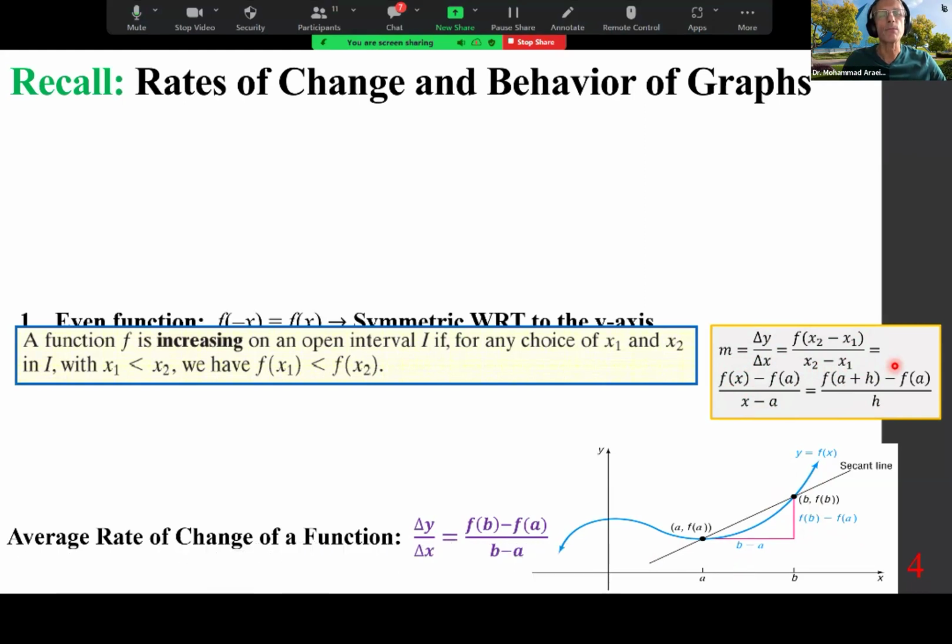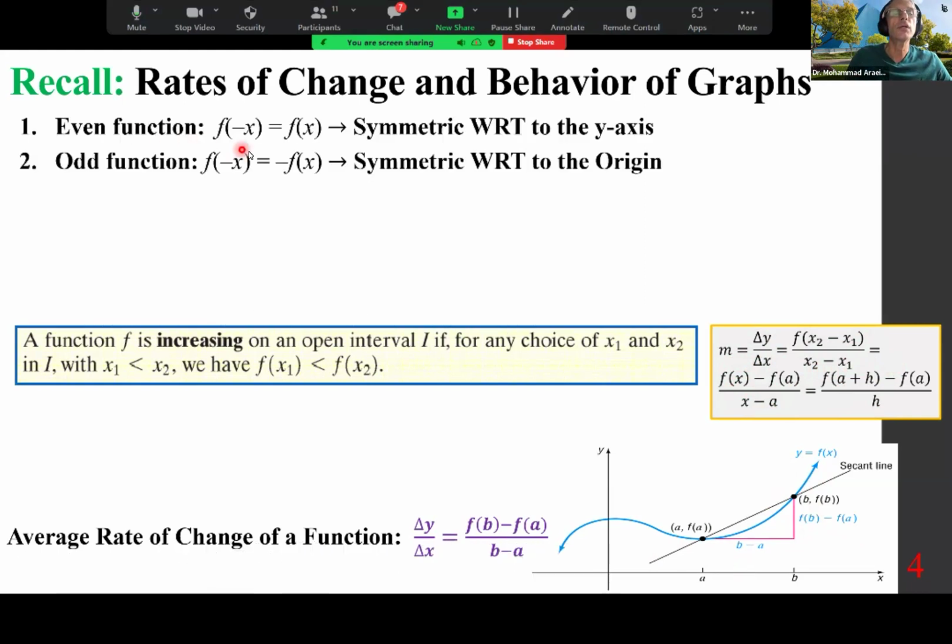f of a plus h minus f of a over h. Even function, by definition, f of minus x equals f of x, which makes it symmetric with respect to the y-axis. Odd function, f of minus x is minus f of x, so it makes it symmetric with respect to the origin.